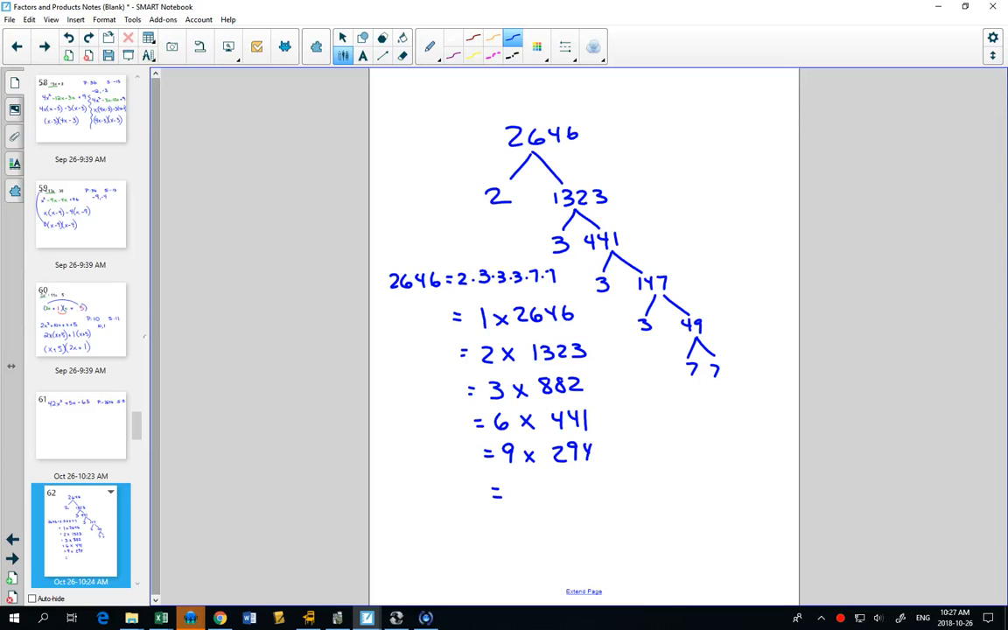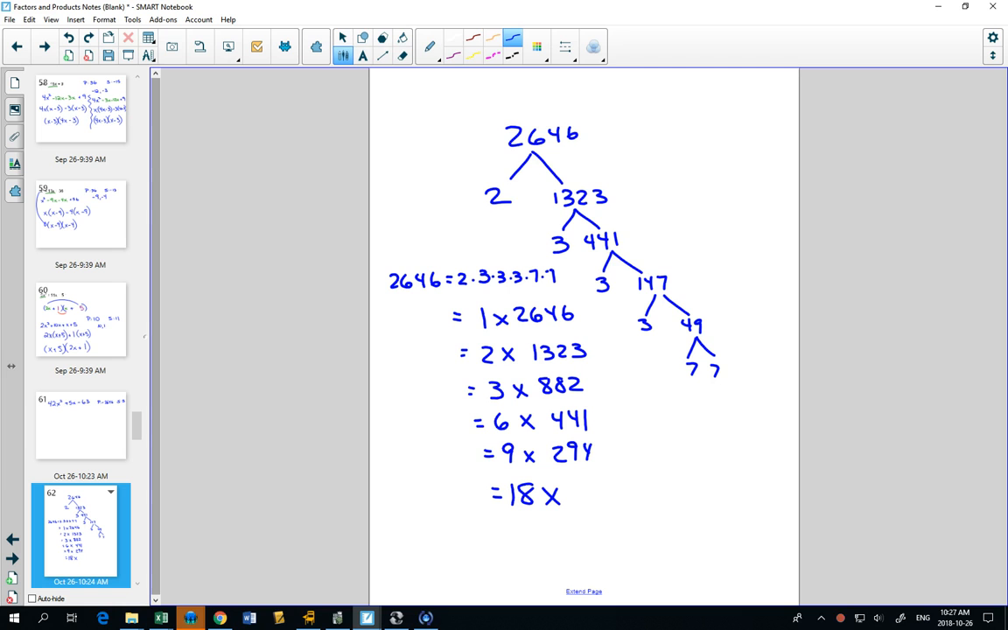What's the next number that you can make after 9? 12. 3 times, no, you can't make 12. How would you make 12? 2 times 3 times 2. I've only got one 2 though. 2 times 3 times 3 is 18 is my next number, yes.